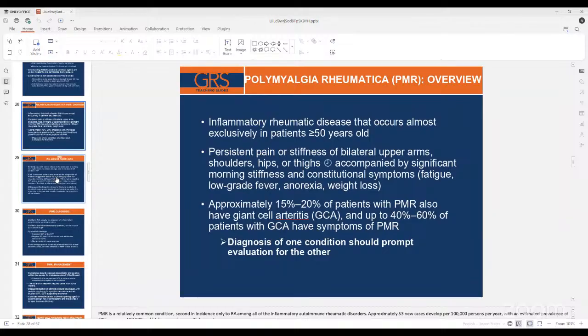constitutional symptoms such as fatigue, low-grade fever, anorexia, and weight loss, which we may find in almost every rheumatological illness. So approximately 50 to 20% of patients with polymyalgia rheumatica also have giant cell arteritis. And we should keep this in mind because if we diagnose or suspect a patient is suffering from polymyalgia rheumatica, we should actually look for giant cell arteritis and vice versa.